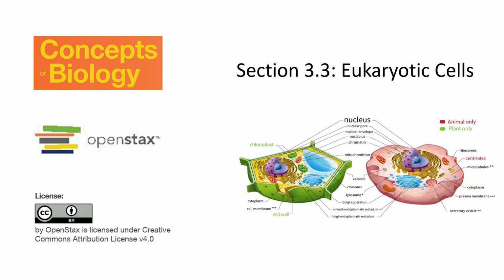Welcome to section 3.3, Eukaryotic cells. These types of cells are the building blocks of all complex life, from single-celled protists to massive organisms like whales and sequoia trees. Understanding their internal structures helps us make sense of how life operates on both a microscopic and macroscopic scale.